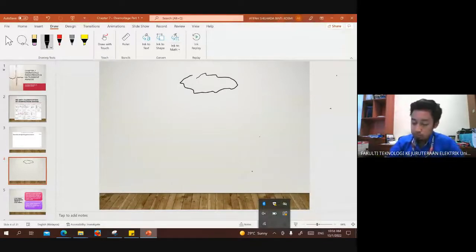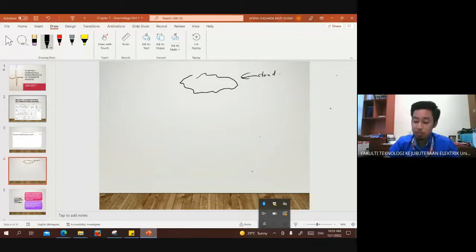Okay. So, before you know about lightning or thunder, you must know about the cloud. Okay, I draw the simple cloud here.